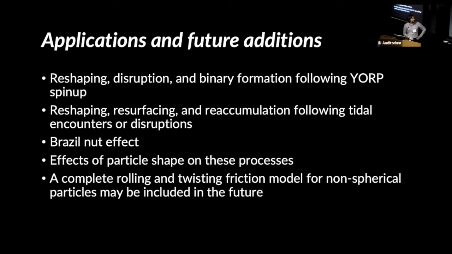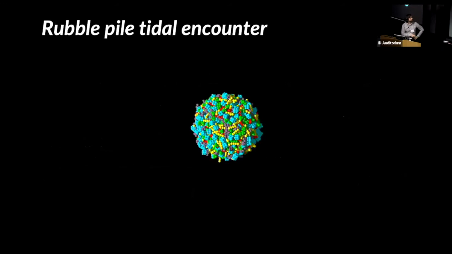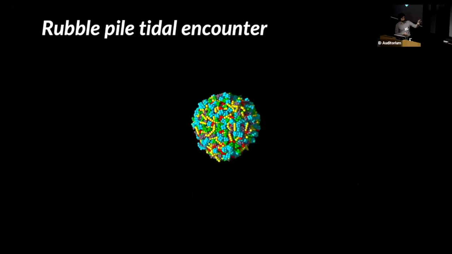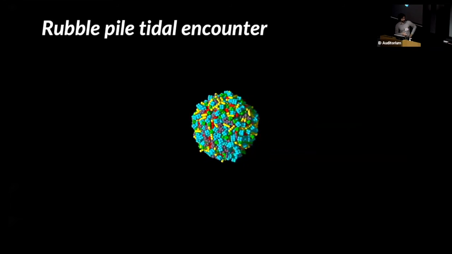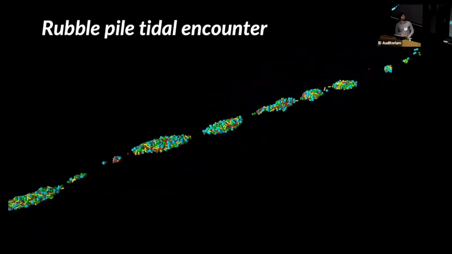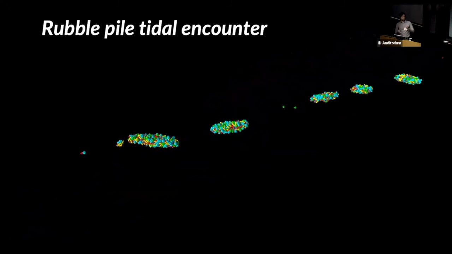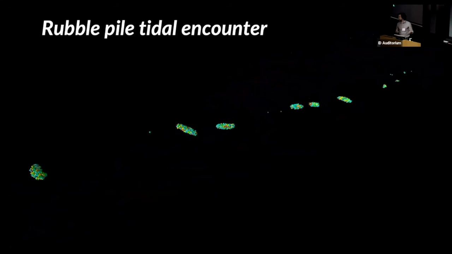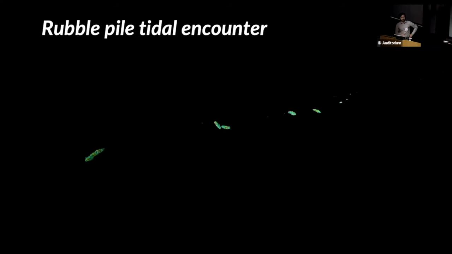In the last 30 seconds, I'll show you a couple of quick demos. So this is a tidal encounter of a rubble pile made up of these non-spherical particles moving by the Earth. And so you might ask, how does particle shape affect how many of these clumps you form after a tidal encounter? What shapes are they? How do they come back together?